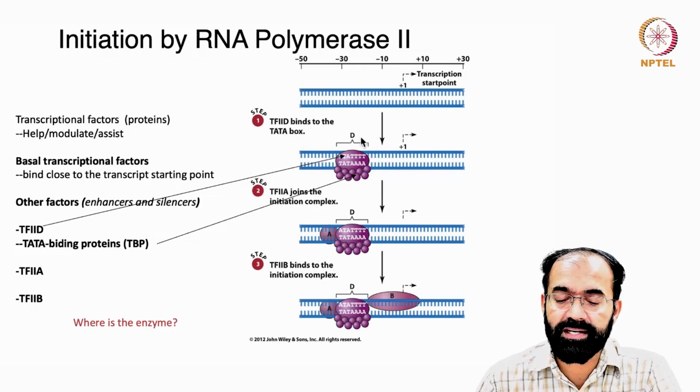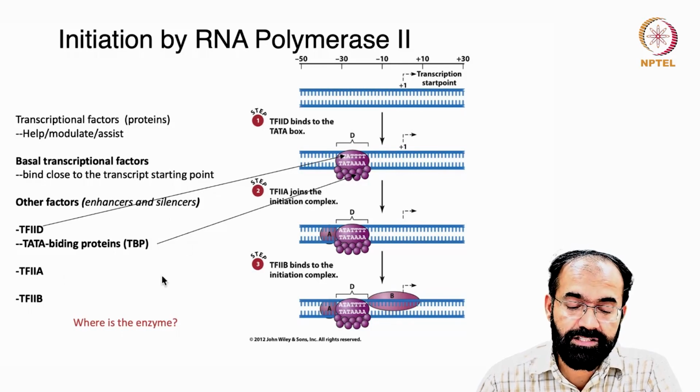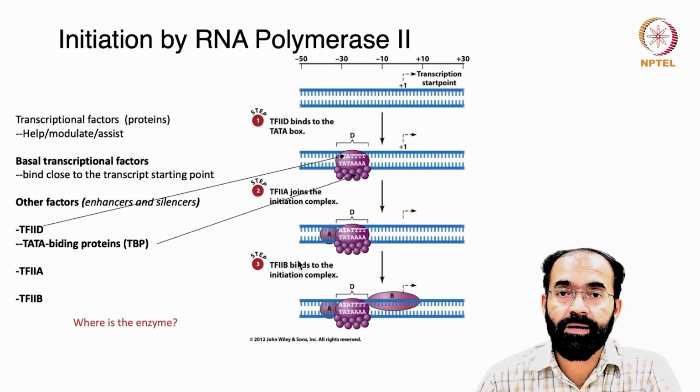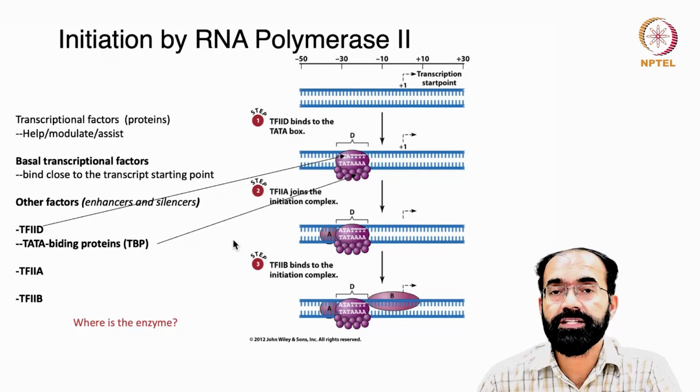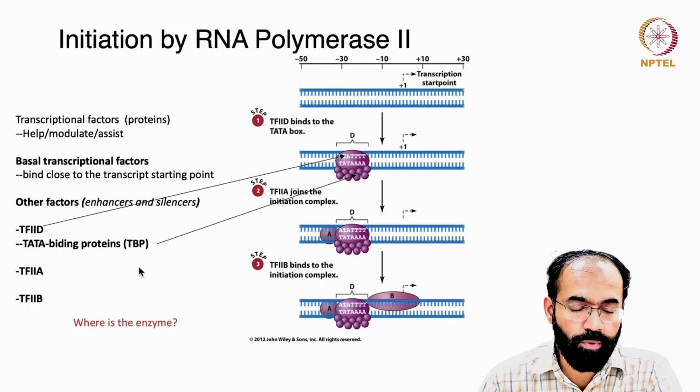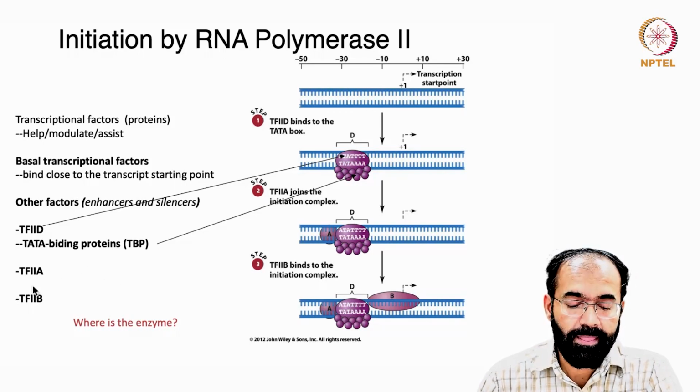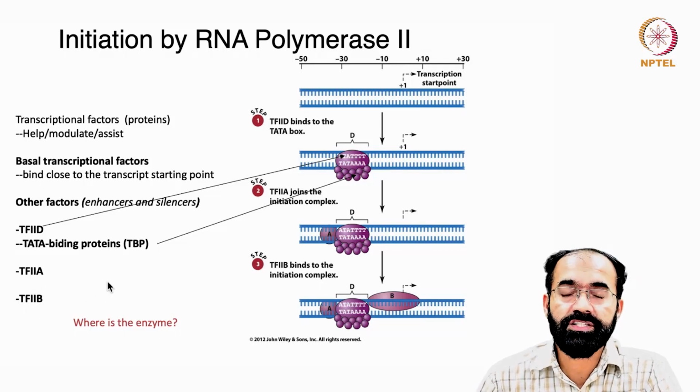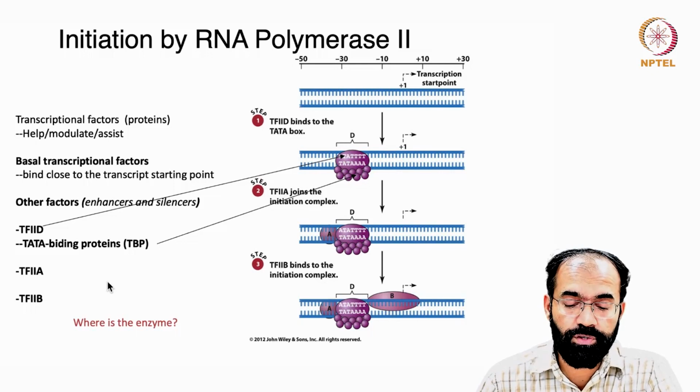TF2D is the first factor that binds, and that is further assisted by other factors. And TF2D is also called TBP or TATA box binding protein. This is joined by TF2A, and this is further joined by TF2B. So each of these factors is joining sequentially.